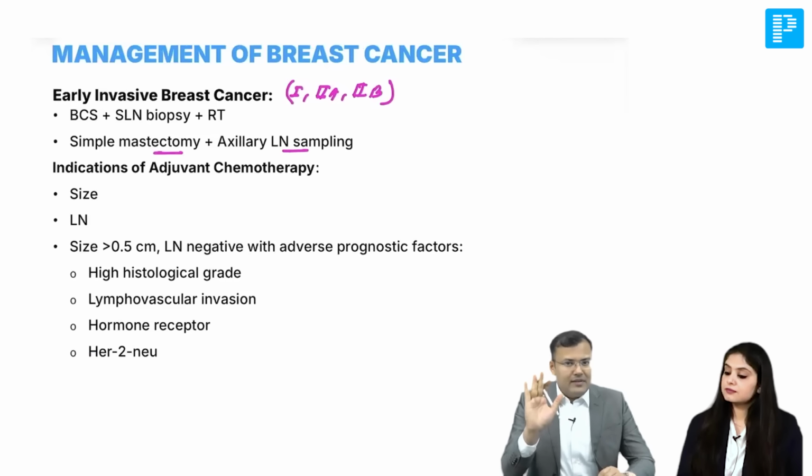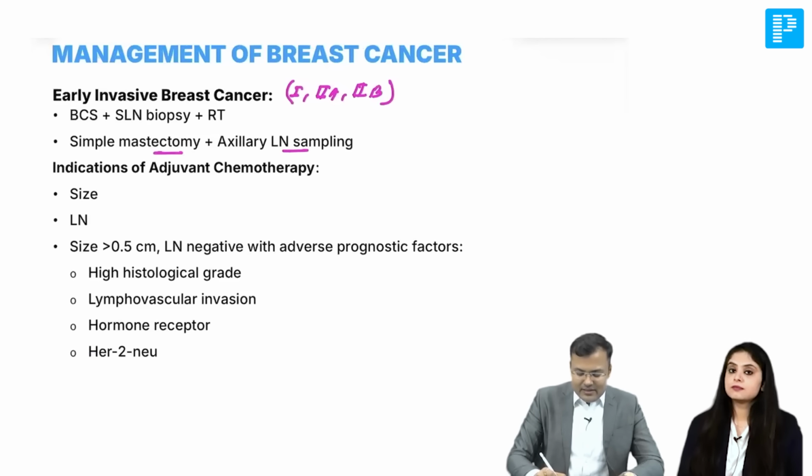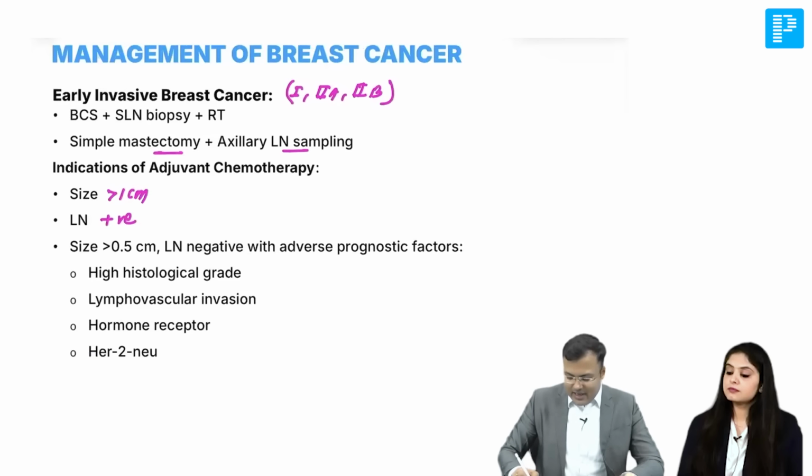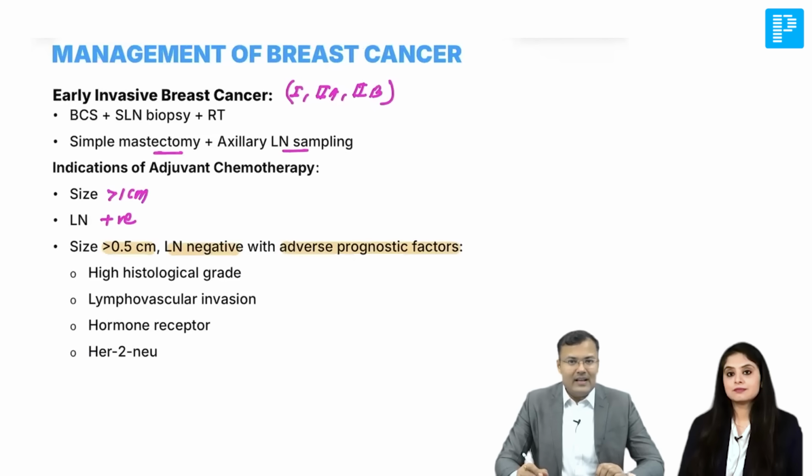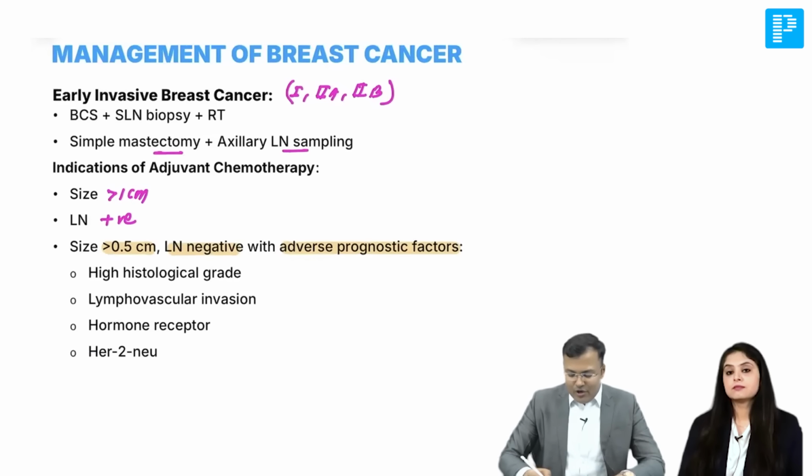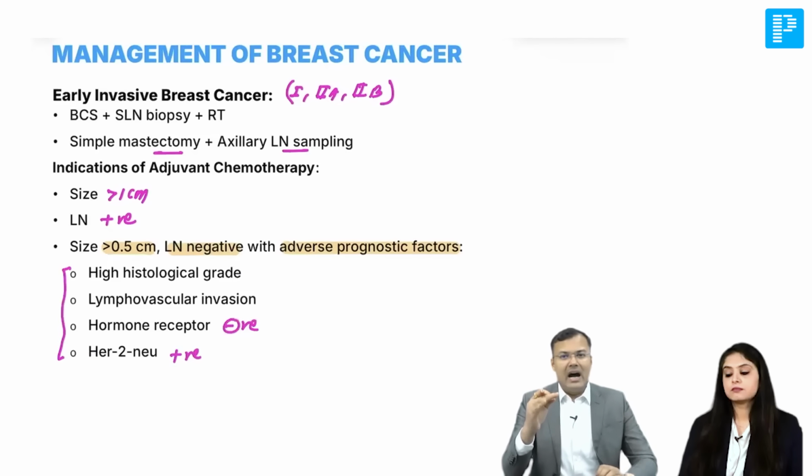You remove the specimen, send it to the pathology department. After that, you get a confirmed biopsy report. Imagine the size is more than 1 centimeter. Imagine lymph node is positive. Another situation, imagine that size is more than 0.5 centimeter, lymph node is negative with adverse prognostic factors. And guys, can you tell me what are those adverse prognostic factors? High histological grade, lymphovascular invasion, hormone receptor negative, and ER/PR positive. So any of these are positive.